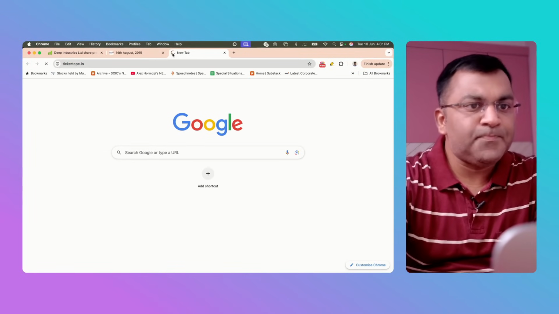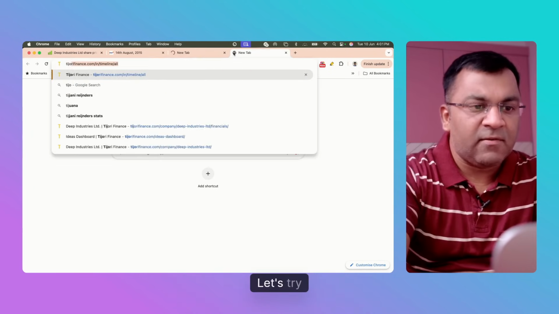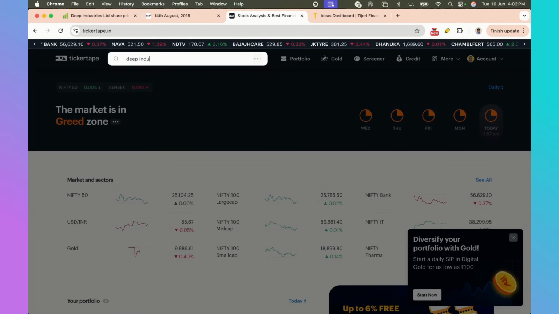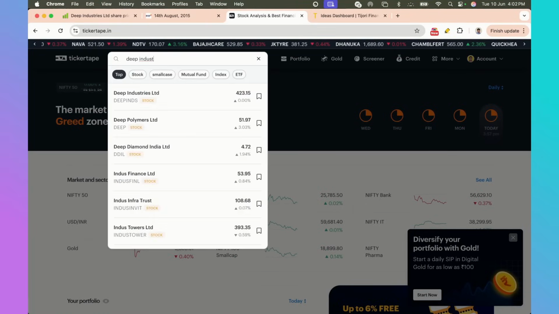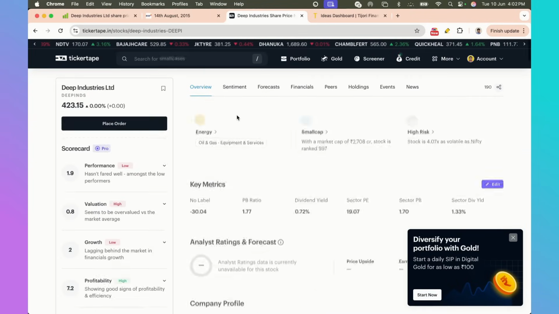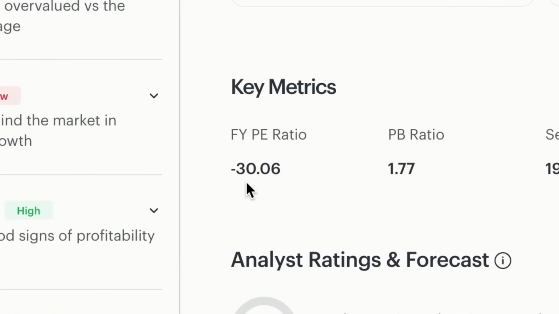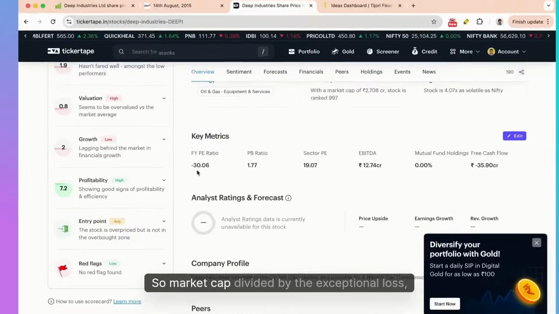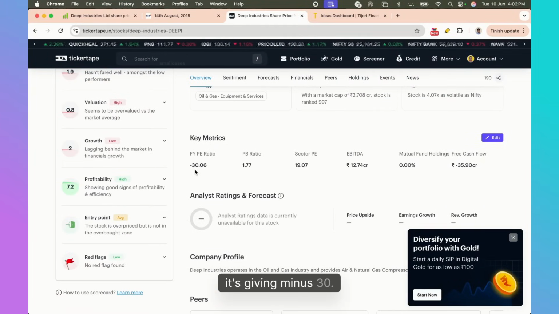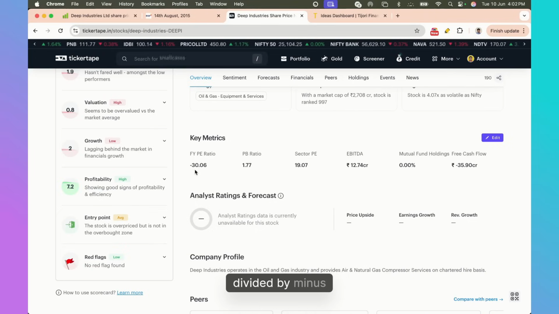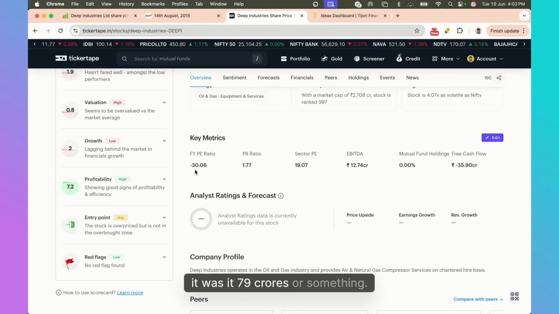Let's try Tickertape. And let me open one on the side. Let's try Tijori Finance also. Okay, so let's try this out. Deep Industries. We have something, yes. See, it says minus 30 because it's actually taking into account that exceptional loss that also happened. So market cap divided by the exceptional loss, it's giving minus 30. Again, very simple. I think 2,700 was the market cap divided by minus, was it 79 crores or something. So that gives us minus 30.